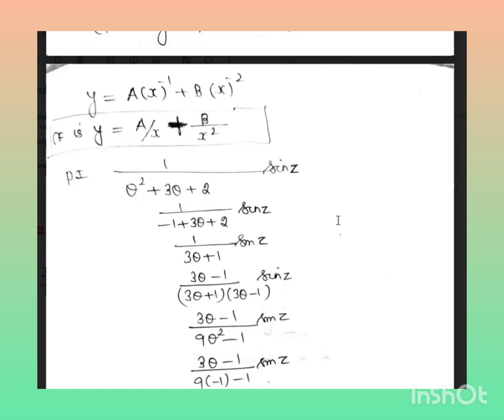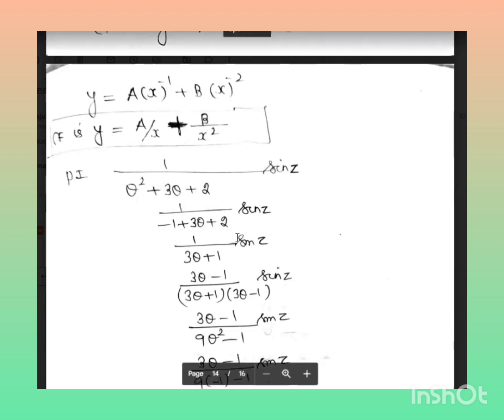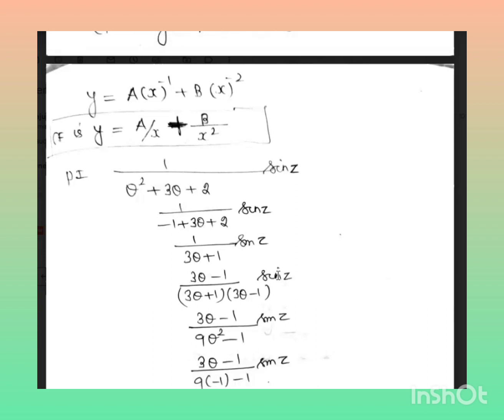With sin z, theta square means for theta square you have to substitute minus 1. So minus 1 plus 3 theta plus 2 into sin z. In the denominator, minus 1 plus 2 will be plus 1. So 1 divided by 3 theta plus 1 into sin z.